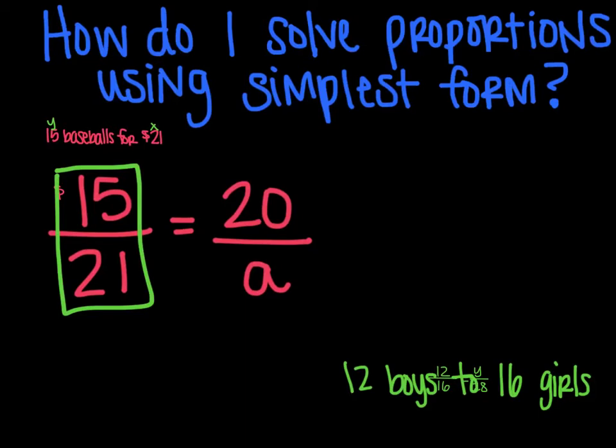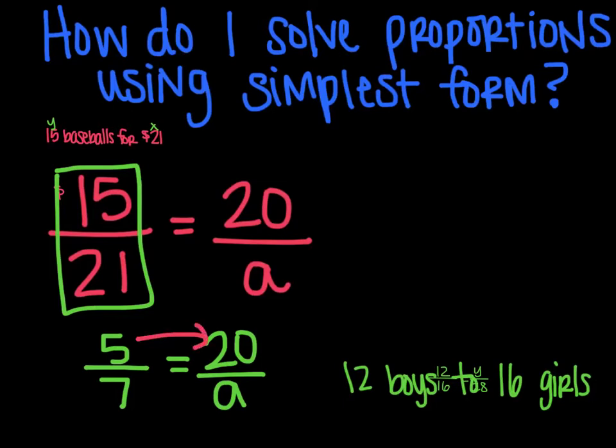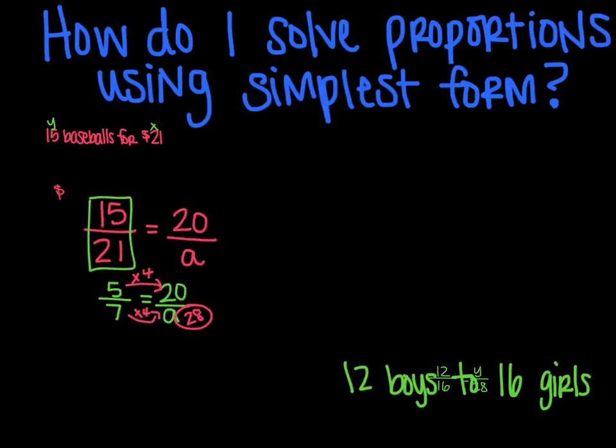So what can I do? I can divide by 3 in both cases, and that will give me 5/7, which is my reduced form. And then I rewrite here. Now I can do my scaling. Side to side or up and down. Side to side is easier. 5 times 4 is 20. So 7 times 4 will give me my answer, which is 28. So a is 28, which means label-wise, I can get 20 baseballs for $28.